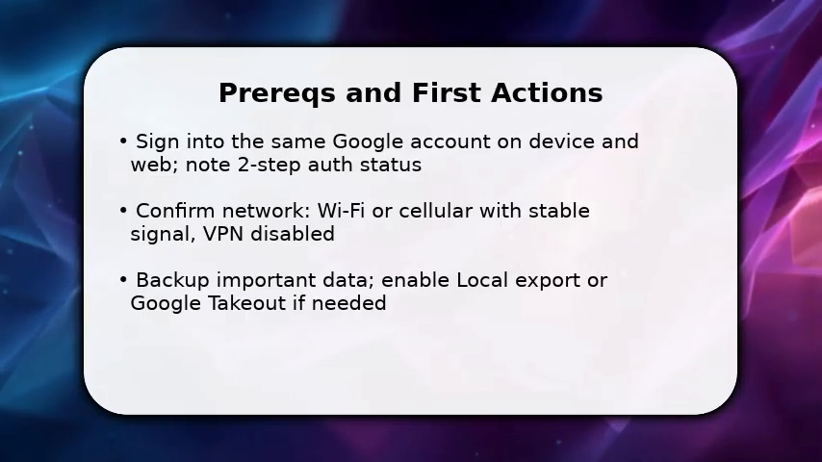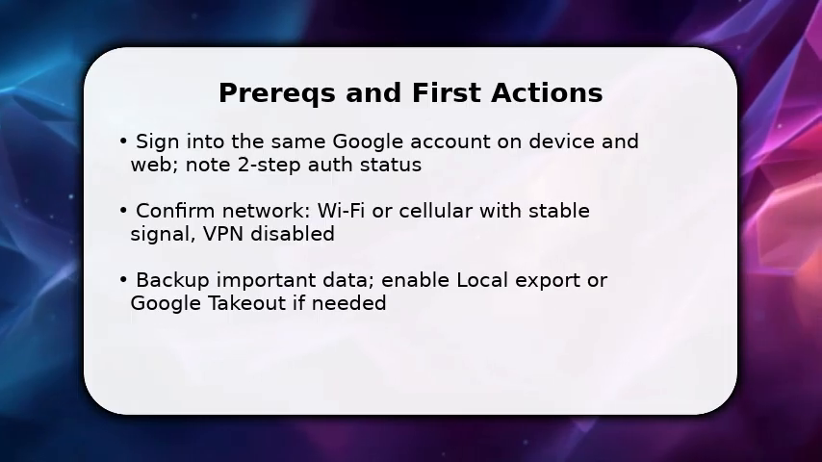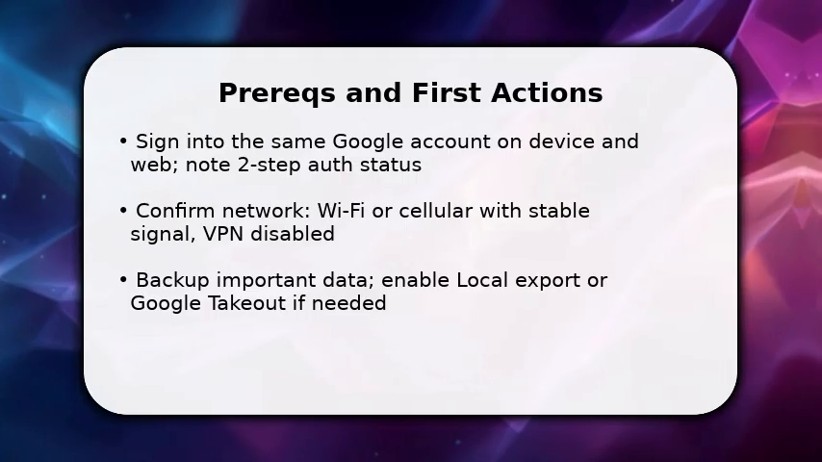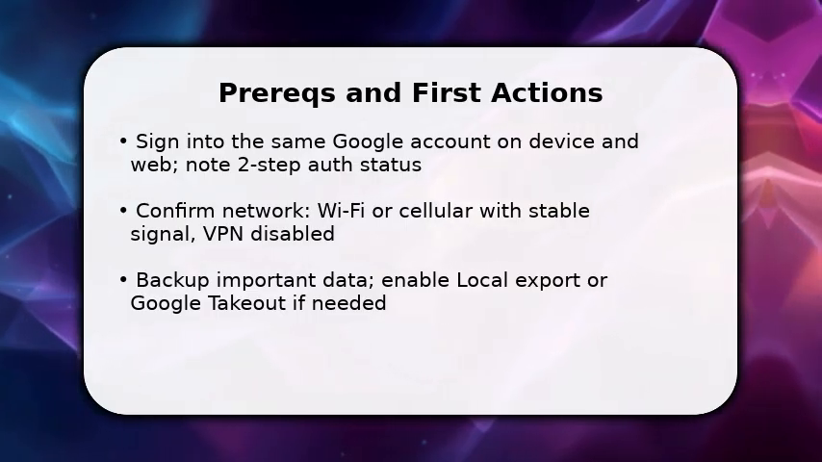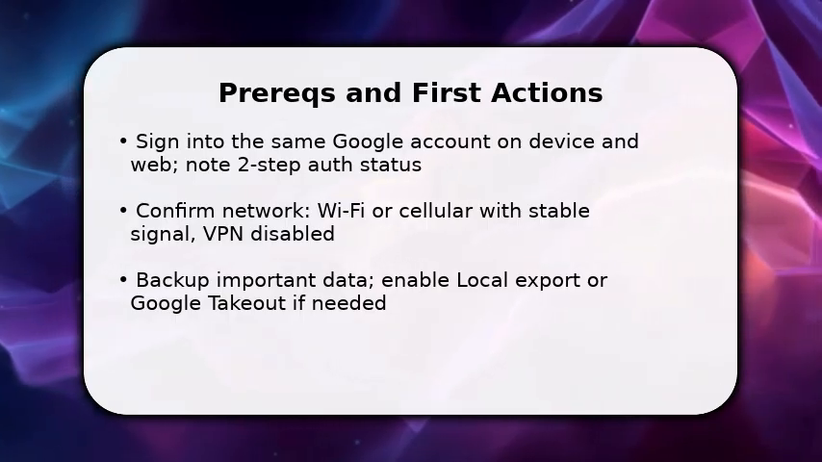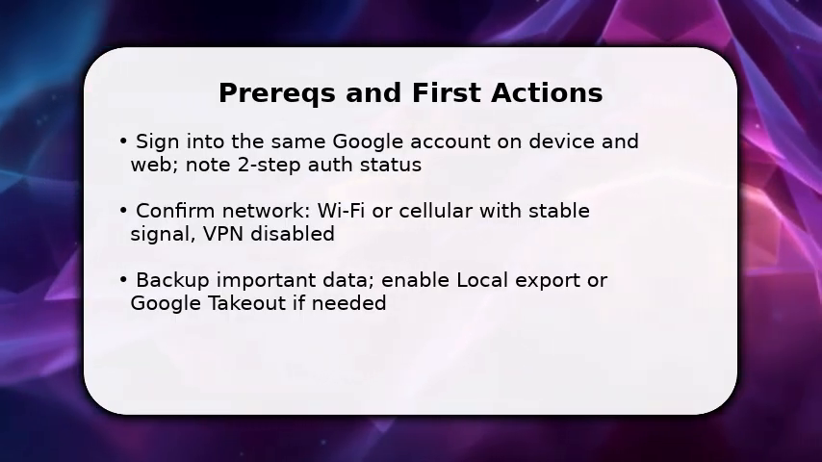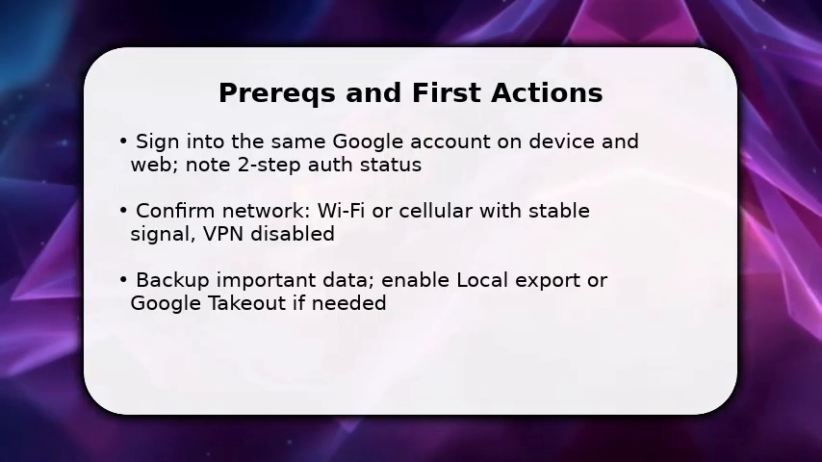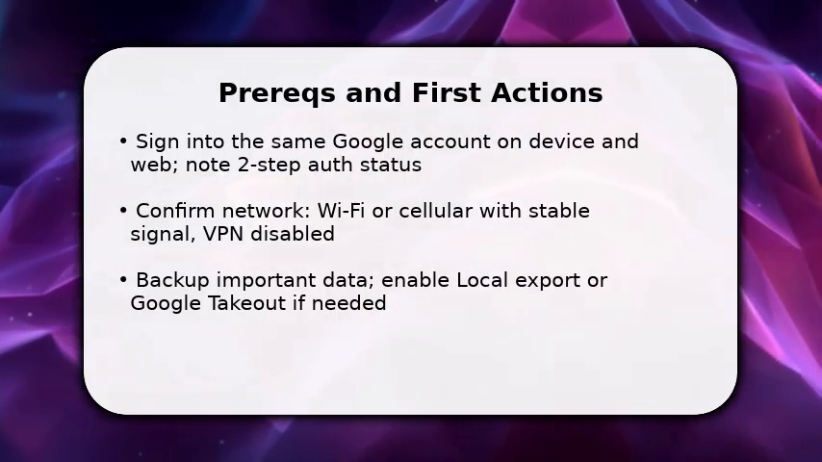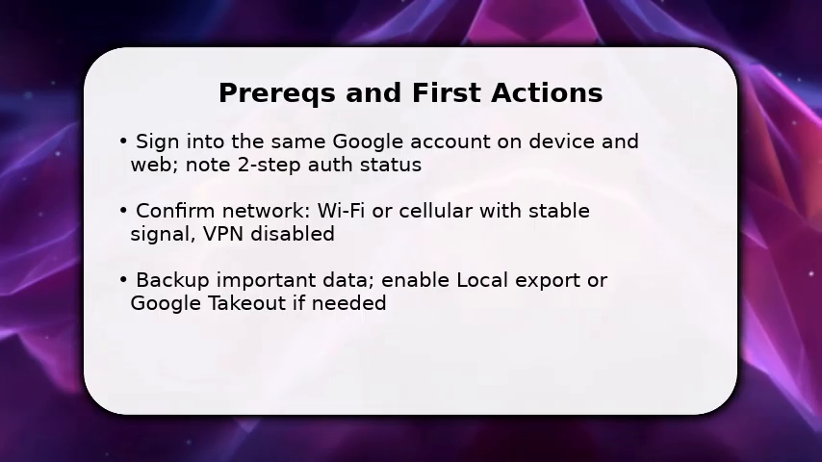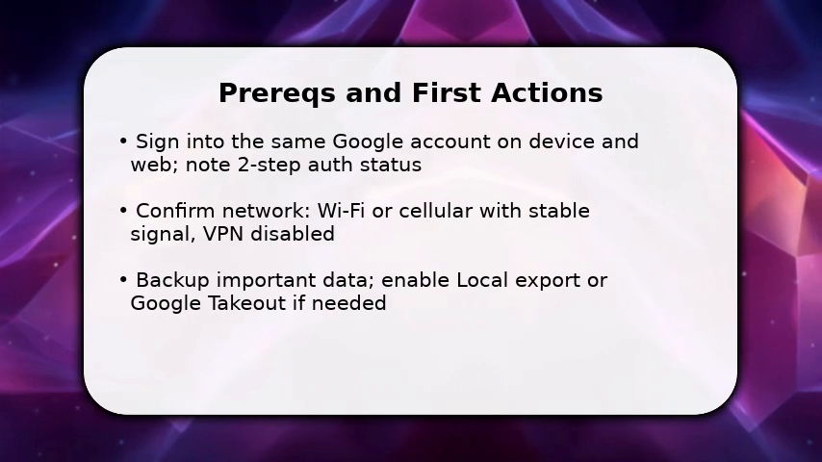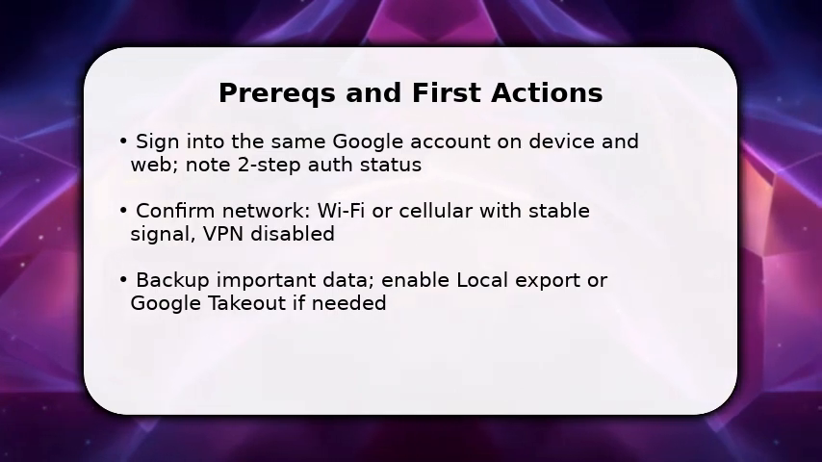You start by verifying the essentials so nothing later surprises you. Sign into the exact Google account on both device and web, and confirm whether two-step authentication is enabled because that changes tokens. Next, make sure you have a stable network and disable VPN or proxies that alter traffic. These often block sync. Once done, back up critical items using local export or Google Takeout so you can restore if needed. This prevents data loss during token refresh or reset.